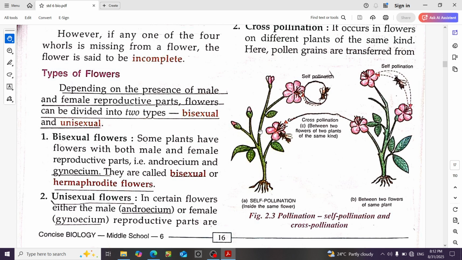Now remember, the flowers are of two types, bisexual and unisexual. Bi means two, uni means one. So bisexual flowers have both male and female reproductive parts. They are called hermaphrodite. The word is new for you, hermaphrodite. In certain flowers, either male or female reproductive parts, the gynoecium, are present.